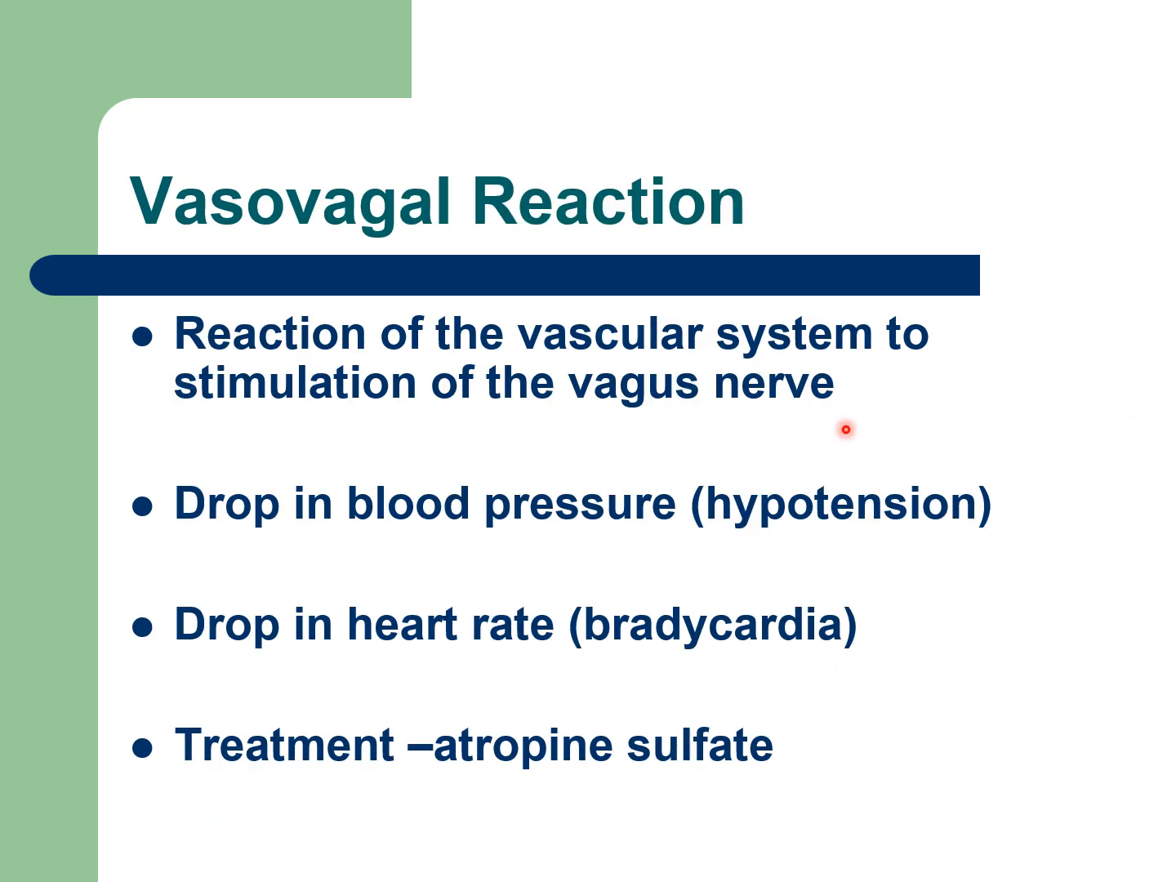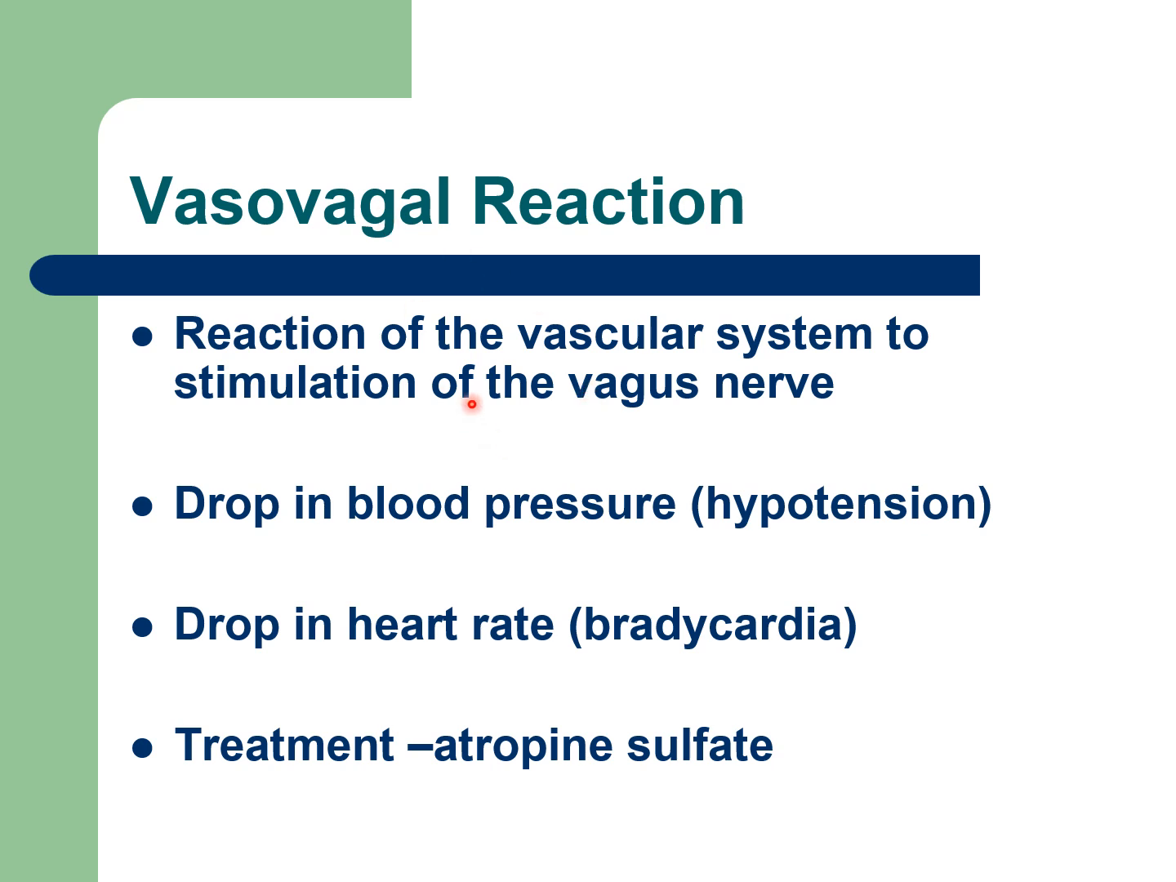Vasovagal reaction. This is important because the vasovagal reaction is different from shock. If we go into shock, our blood pressure falls and our pulse rate goes up. In a vasovagal reaction, we get a drop in blood pressure and a drop in heart rate. Yes, the person is still going to be faint, but the treatment is different, what you give that person. These are reactions of the vascular system to stimulation of the vagus nerve.